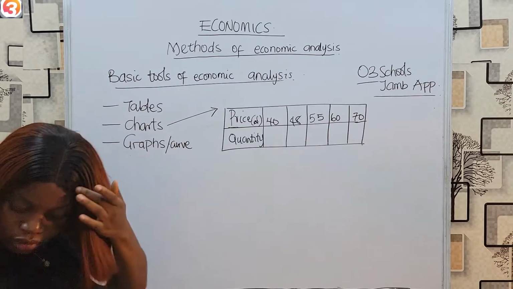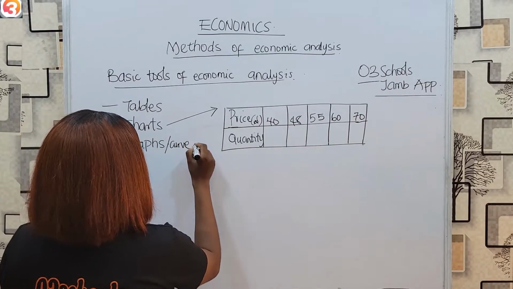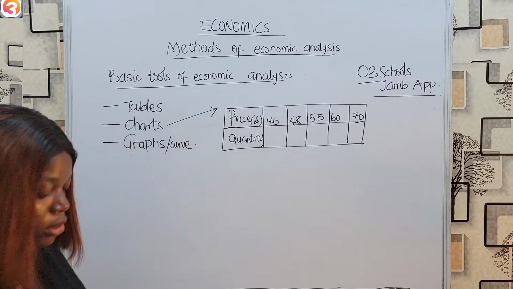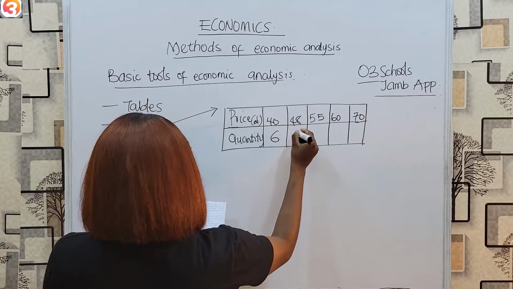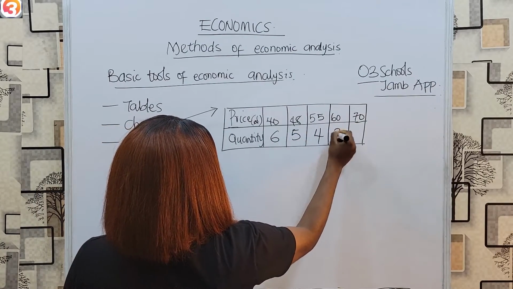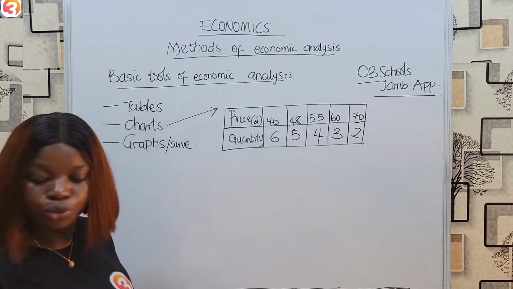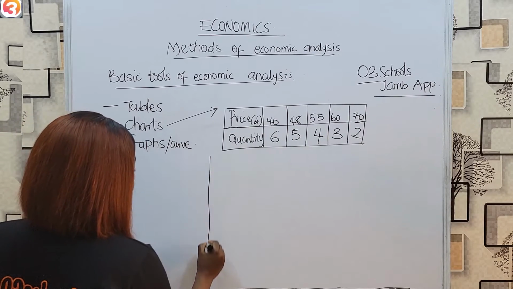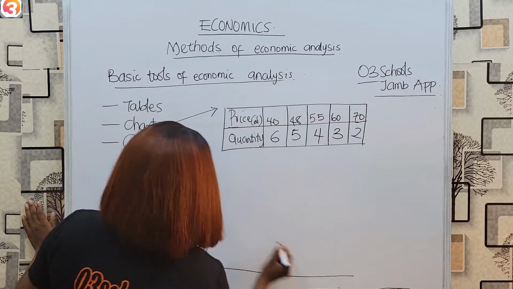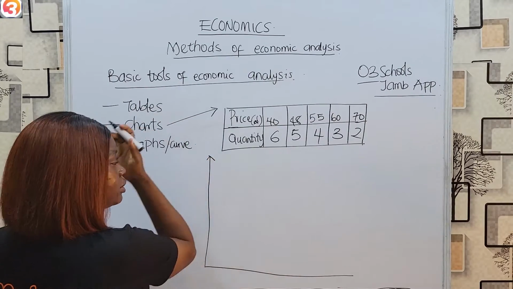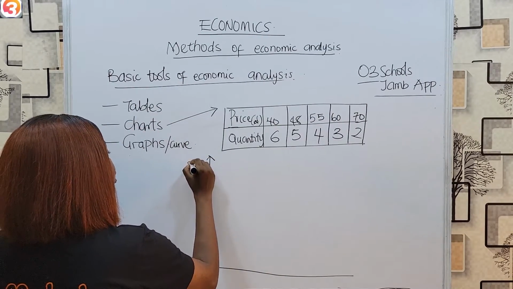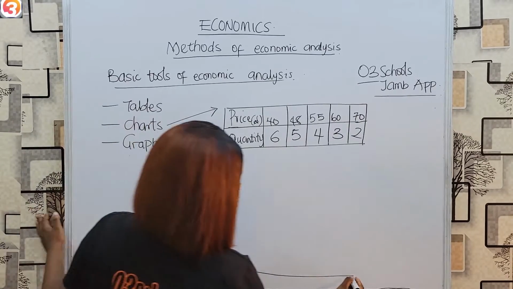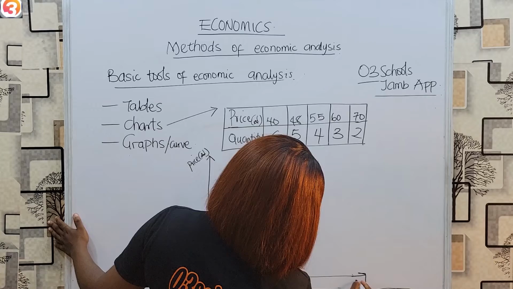Sorry about that. So now, let me complete the table. We have 6, 5, 4, 3, 2. So let's take this as a graph. On the y-axis, we have the price in naira, and here we have the quantity.